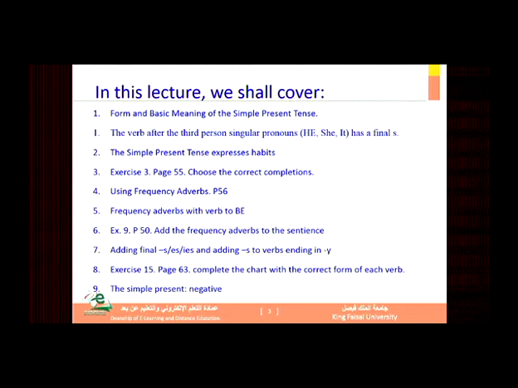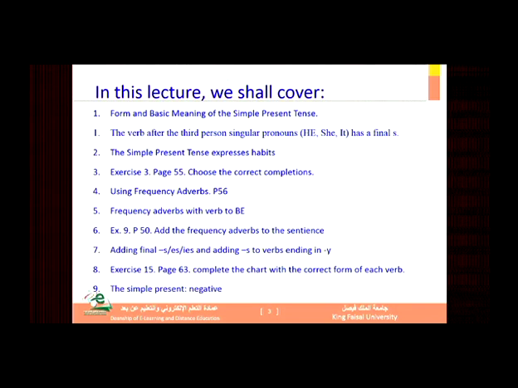Our fourth section will be talking about the use of frequency adverbs. Then we will deal with adverbs used with the verb to be and try to compare sentences with verb to be and sentences with a main verb, a real ordinary kind of verb. Towards section number 6 we will deal with exercise number 9 on page 50.